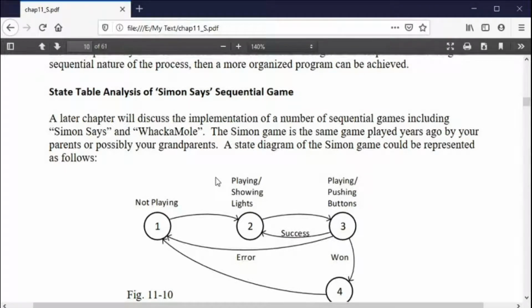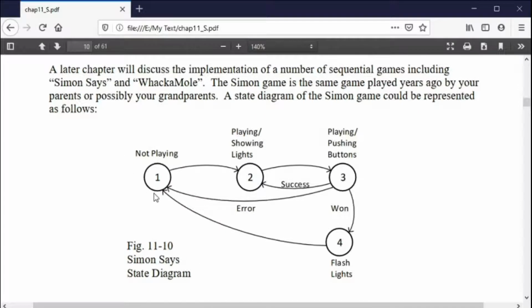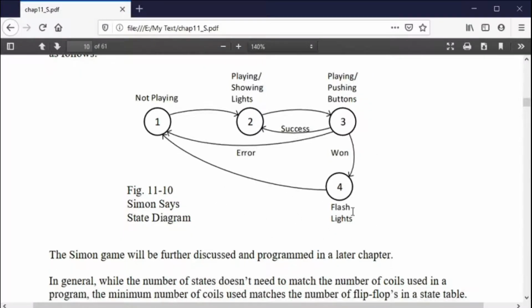We are going to look at a program at the end of chapter 13 called Simon Says. It's a game, but it also has a state table for it. We're either not playing the game, or we're playing the game showing the lights, or we're playing the game with the person pushing the buttons. If they win the game, you flash the lights and you go back to not playing the game. If they made an error, you just go back to not playing the game. So we talk about it in depth in chapter 13, how to program this, but the first step is to be able to see this as a state diagram.